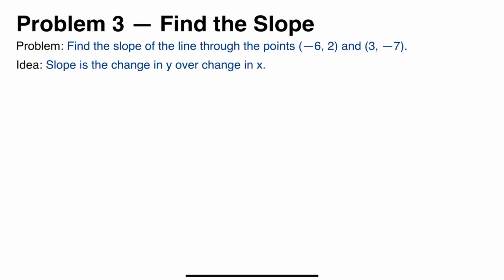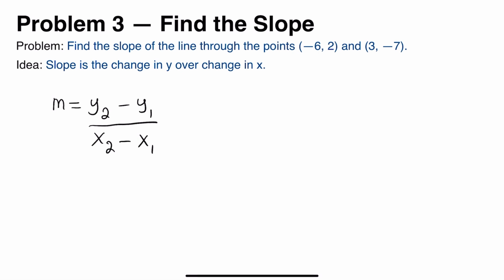Welcome back. Here's problem number 3, and here we have to find the slope of the line through the points (-6, 2) and (3, -7). Let's recall the formula. The slope formula is change in y over change in x, and that's represented by m equals y sub 2 minus y sub 1 over x sub 2 minus x sub 1.